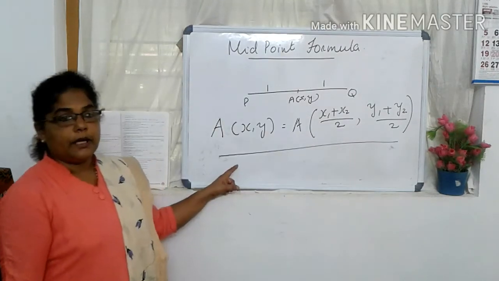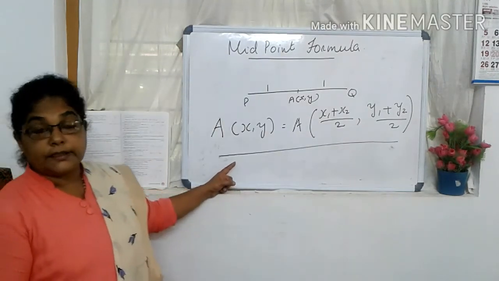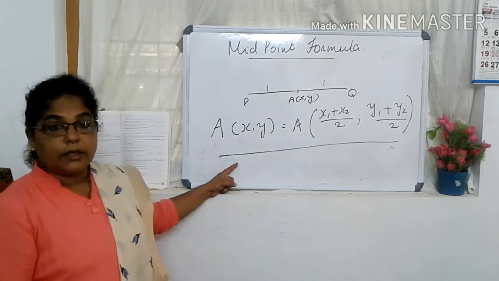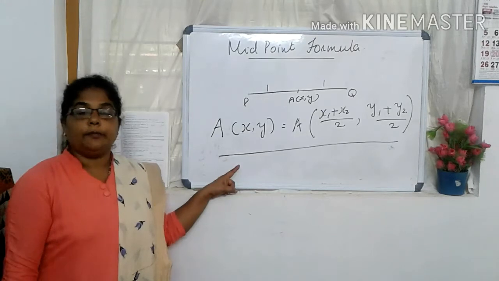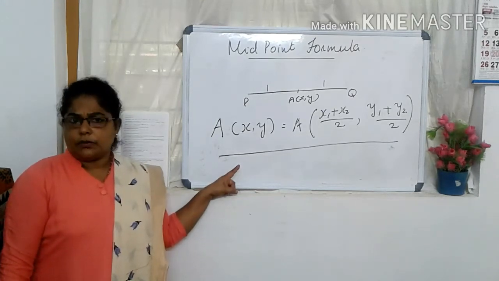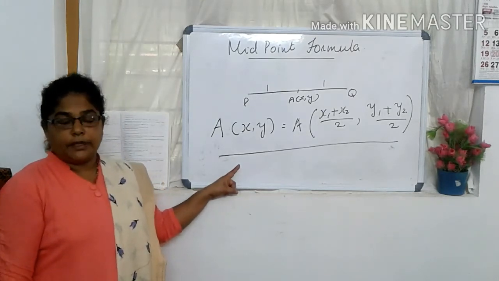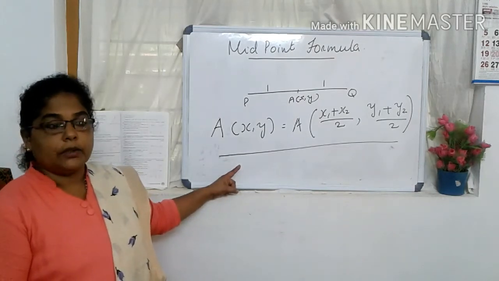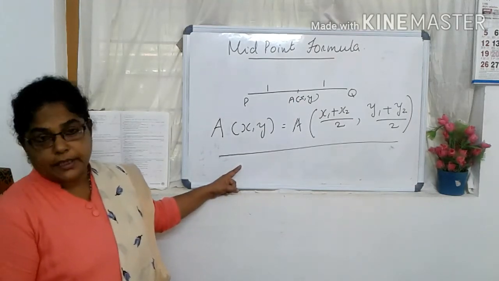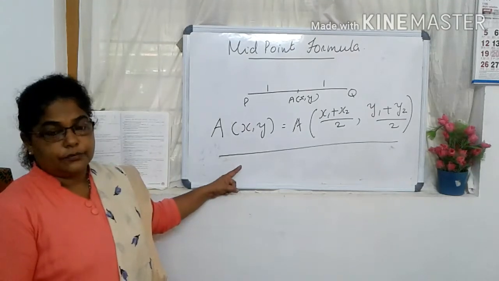The midpoint formula is mainly used to find the center of a circle. The diameter is given, and we know the center is the midpoint of the diameter. So by applying the midpoint formula, we can get the coordinates of the center of a circle, the coordinates of the median of a triangle, etc.